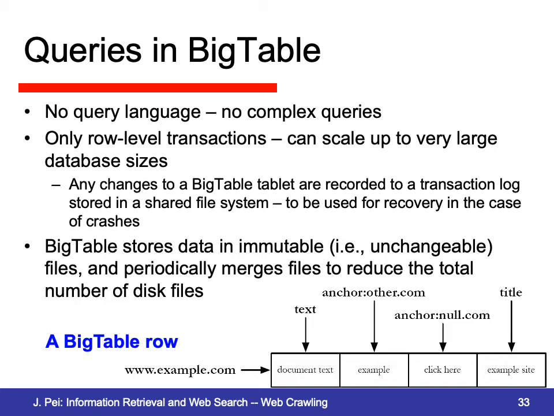Big Table can store data in immutable files which are unchangeable. And Big Table can periodically merge files to reduce the total number of disk files. So in Big Table, the basic operation is adding new records, and it does not conduct change or modification operations, so that it does not need to change the already stored data blocks.